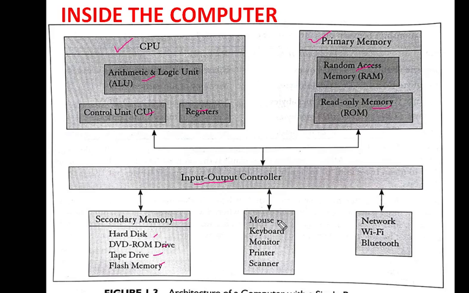Another part is mouse and keyboard. These all are input devices. Monitor and printer, these all are output devices. Then the scanner is an input device. Then this part is related to network. It may be wired or wireless, then Bluetooth. So this is the architecture of a computer with a single processor.